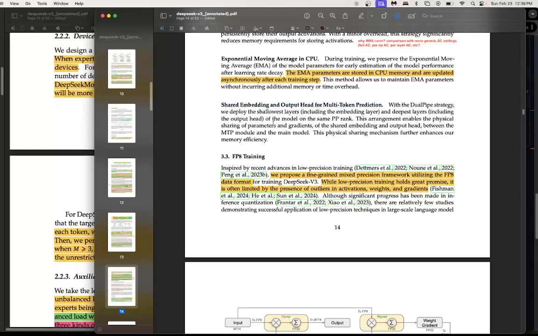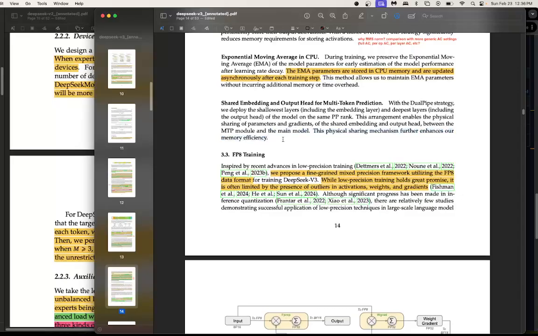Basically, they're saying they deploy the shallowest layers, like the embedding layer, and the deepest layers, the output head, of the same model in the same pipeline parallel rank. This enables the physical sharing of parameters and gradients and the shared embeddings in the output head. I find this a little confusing. I talked to some people about this.